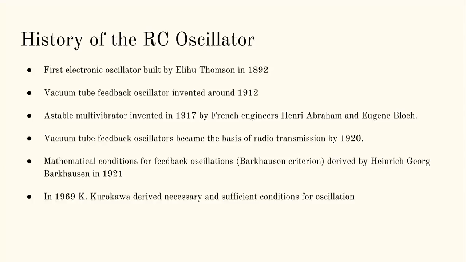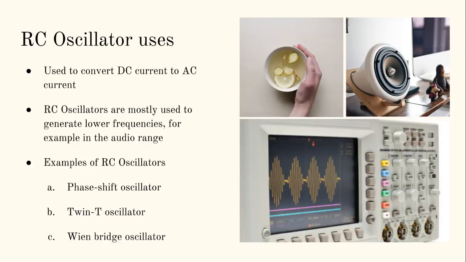In 1969, Kurokawa derived necessary and sufficient conditions for oscillation in negative resistance circuits, which form the basis of modern microwave oscillator design. Some of the uses of RC oscillators include the conversion of DC current to AC current. They are also mostly used to generate lower frequencies, for example, in the audio range. Some of the frequent uses of RC oscillators are in phase shift oscillators, twin T oscillators, and Wien bridge oscillators.